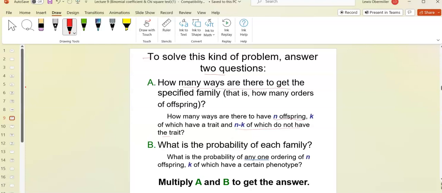So we can multiply this answer by this answer to get our outcome, right? First, we want to know how many different ways we can get that, and we already calculated that, right? So, we showed that. There's 3 ways to get one black and 2 white, right? And then for this one, what's the probability of having N offspring, 3 offspring, with a certain trait, right?